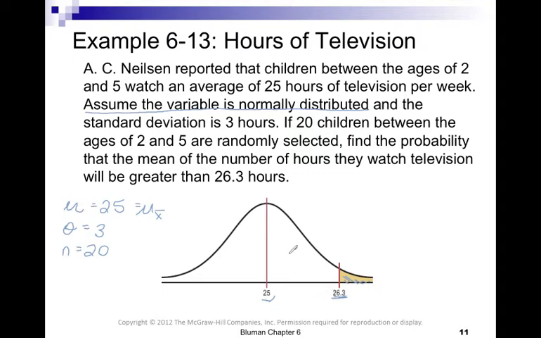So draw your own thing. List the variables that are given in the problem, then draw your own curve, mark what you're looking for, shade the area you want, and once you do that, then you can go to work doing the calculations. So let's go on to our next slide.